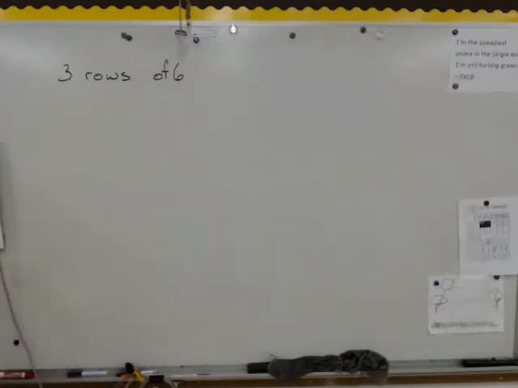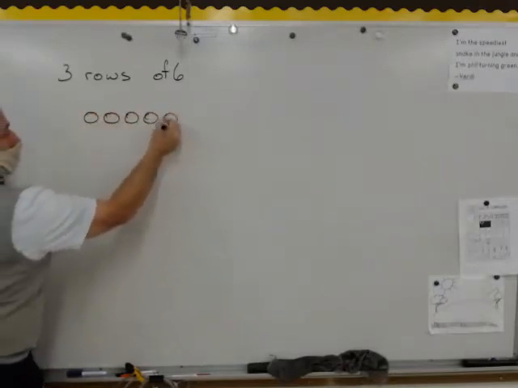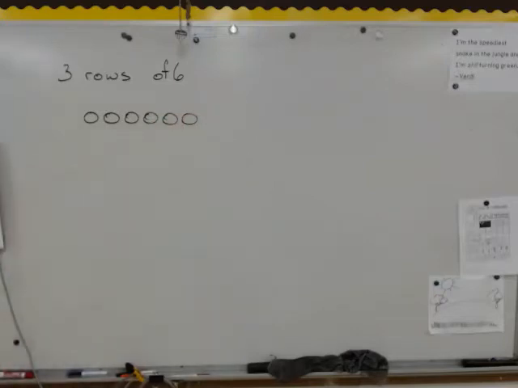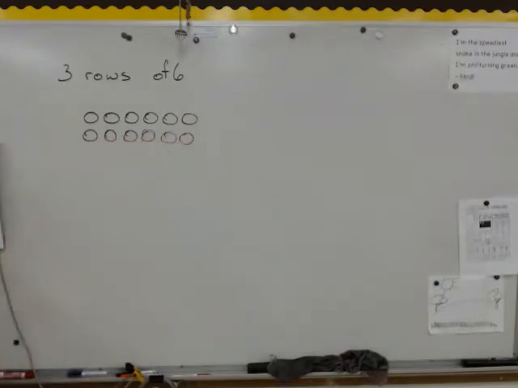3 rows of 6 would look like this. And I'm just going to use objects. There's 6 in the first row. There's 6 in my second row.